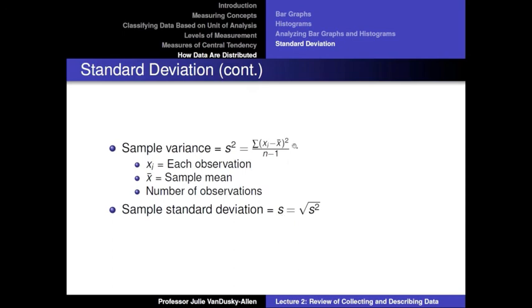Remember when we squared these deviations from the mean? This made the numbers very large. By taking the square root, we bring the values down to a more realistic value, giving the values of the variable that we have. So sample standard deviation is just the square root of the sample variance.